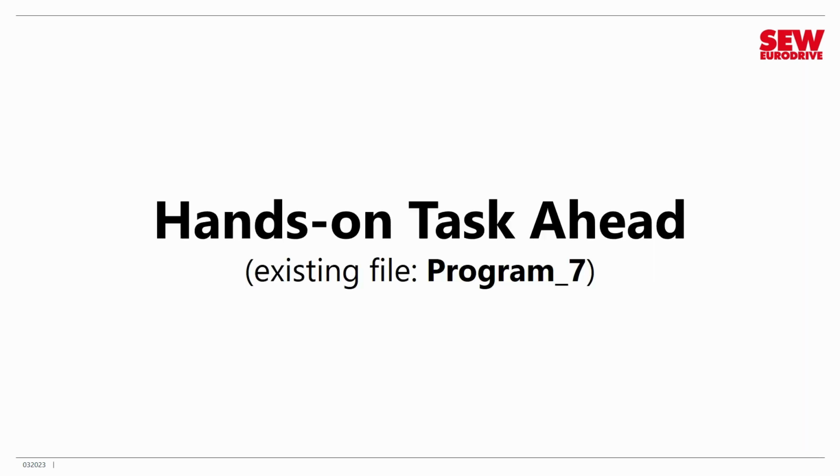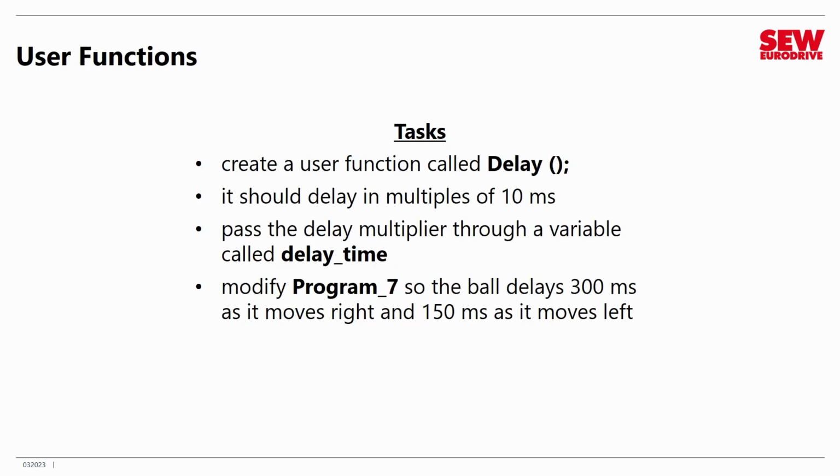So let's go ahead and do one more hands-on task. You're going to take your existing file, program 7, and you're going to make some changes. I'd like you to create a user function called delay. And it should delay in multiples of 10 milliseconds. So you're going to be passing in a delay value, number like 1, 2, 3, or 4, etc. And for each of those, it'll delay in multiples of 10. So if you pass in a 1 to it, it will delay 10 milliseconds. If you pass in a 2, it will delay 20, and so on.